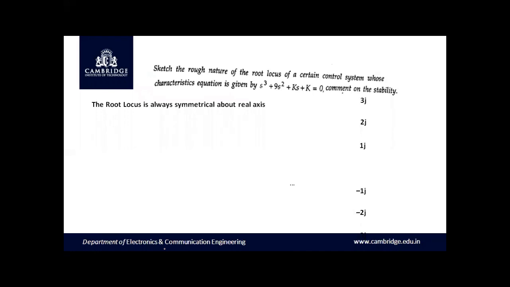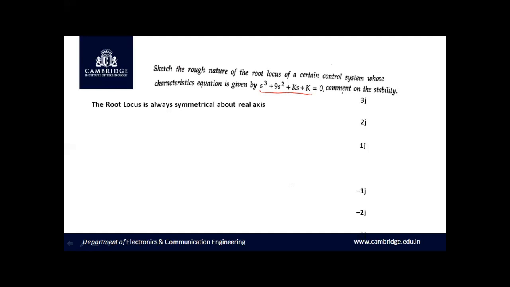Sketch the rough nature of root locus of a certain control system whose characteristic equation is given by s cube plus 9s square plus ks plus k equal to 0, and comment on the stability. If you look into the question, sometimes the characteristic equation of the system might be given and we have to sketch the root locus. But for solving this problem, it is necessary to obtain the open loop transfer function G(s)H(s) to start sketching the root locus.